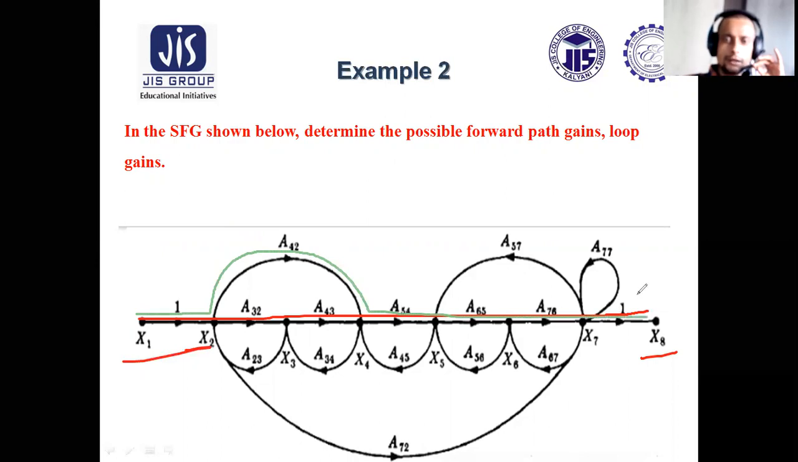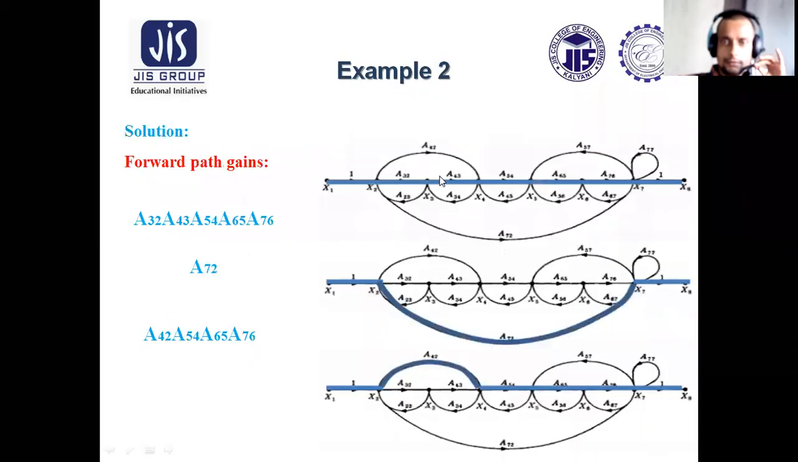So these are two possible forward paths, and another possible forward path is these three. There are three possible forward paths. So see here it is mentioned. This one is one possible forward path. This one is another possible forward path, and this one is the third possible forward path.